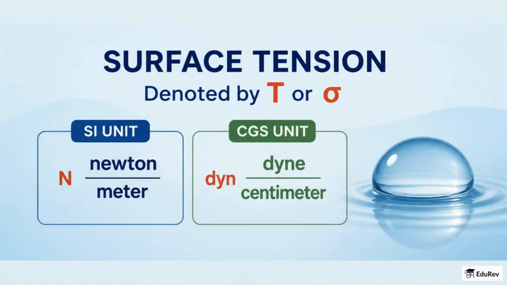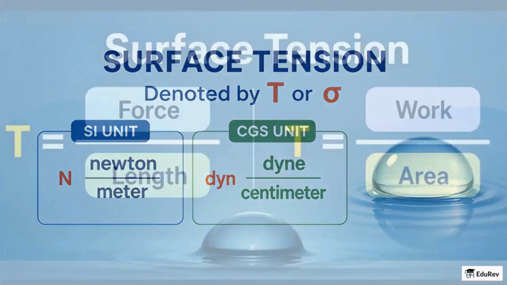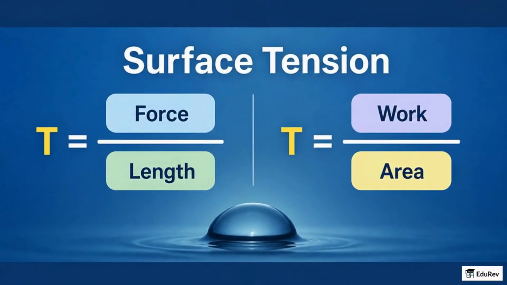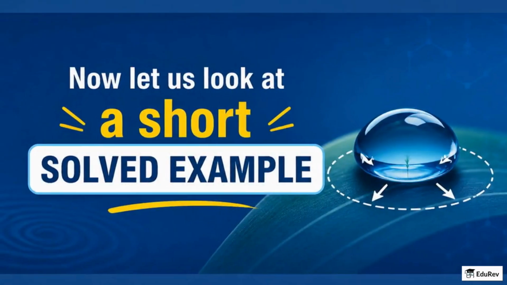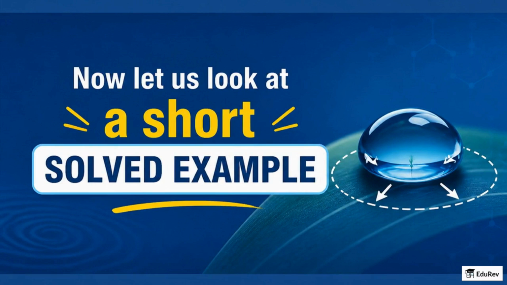Surface tension is written as T or sigma, and its SI unit is newtons per meter, while in CGS it is dyne per centimeter. Mathematically, surface tension equals force divided by length. T equals F divided by L, and it also equals work divided by area. Now let us look at a short solved example to make this clear.